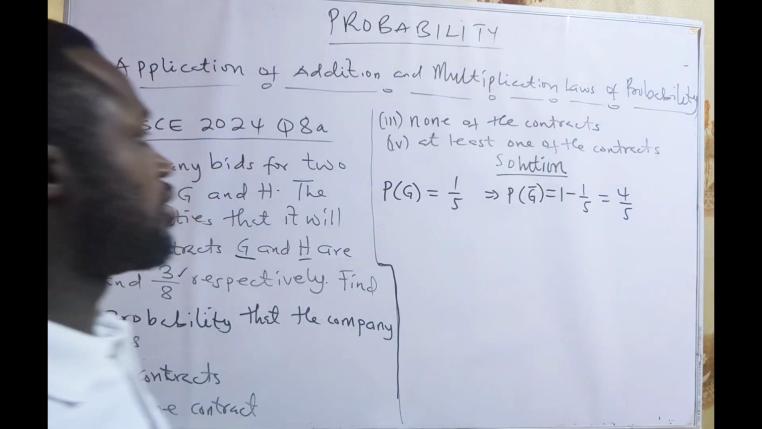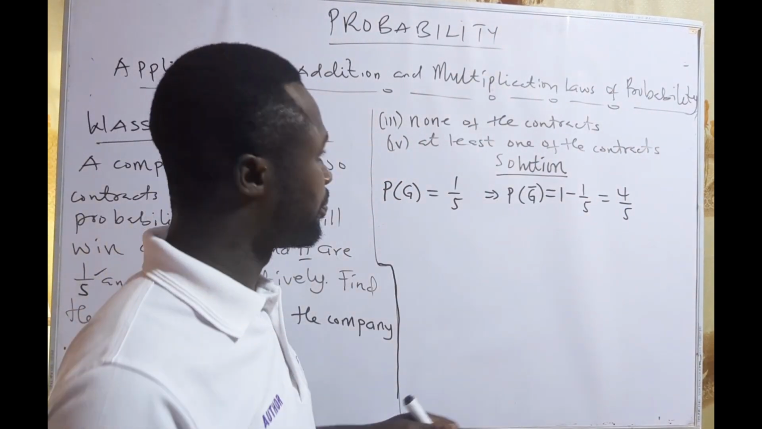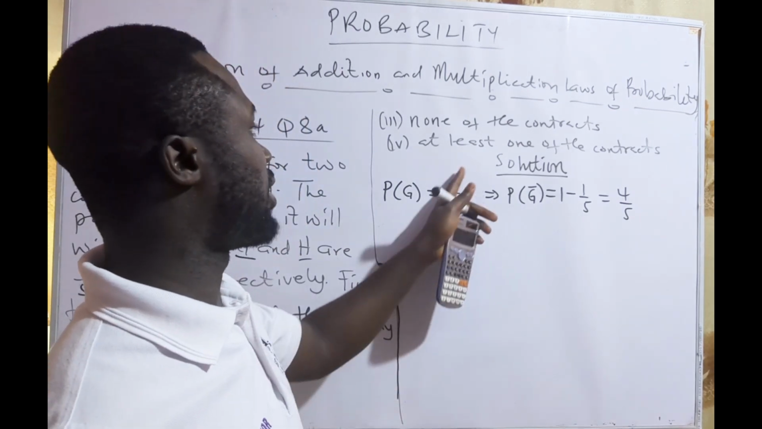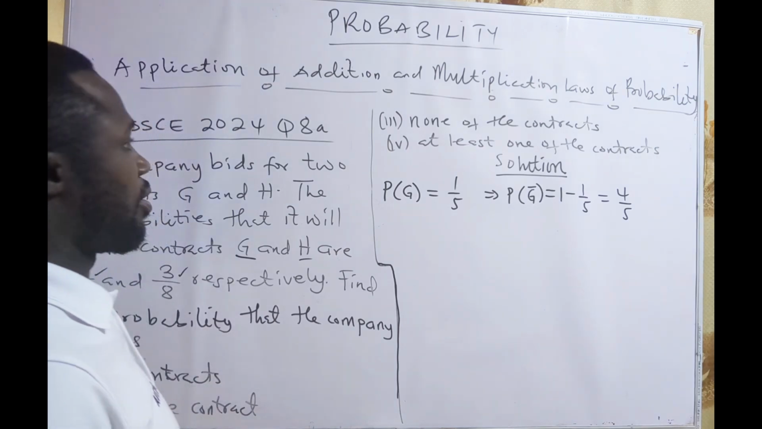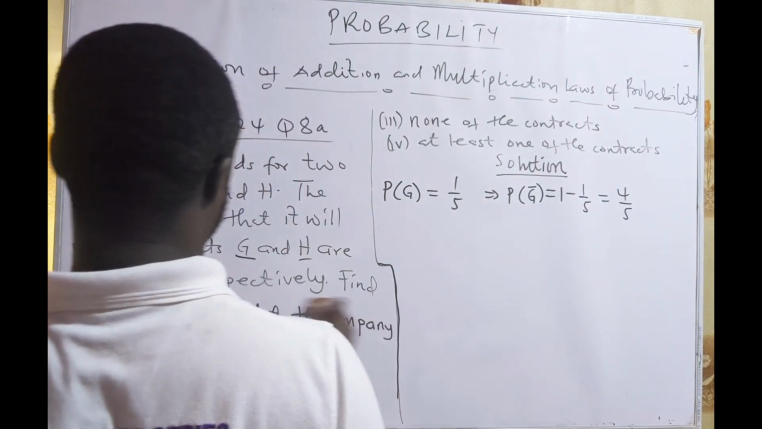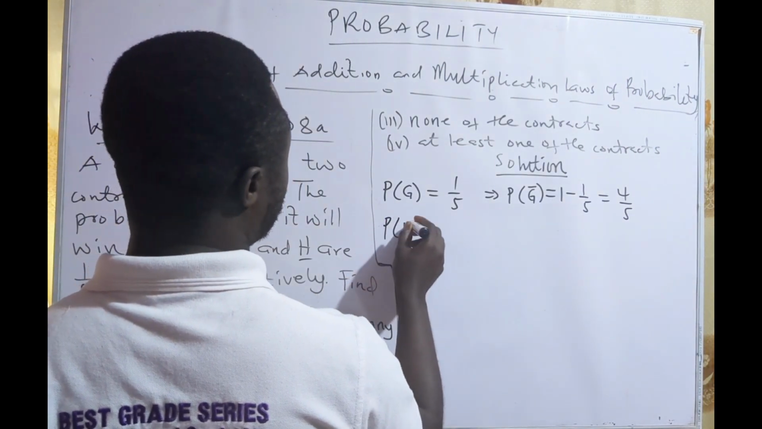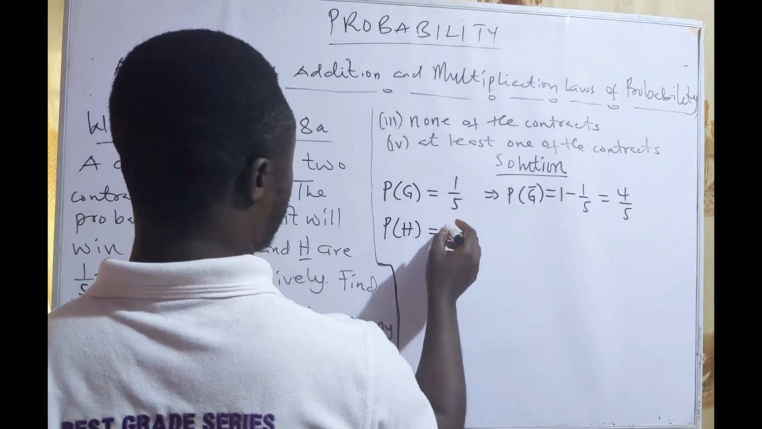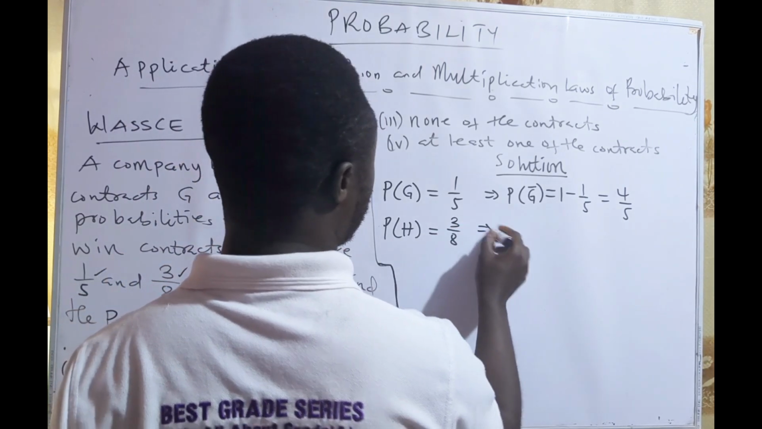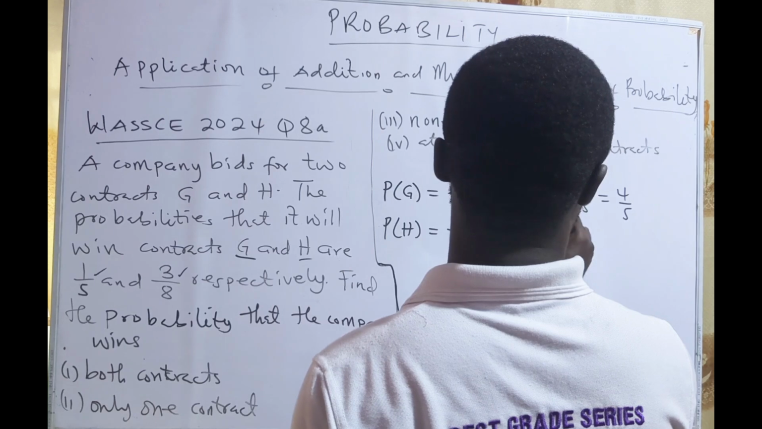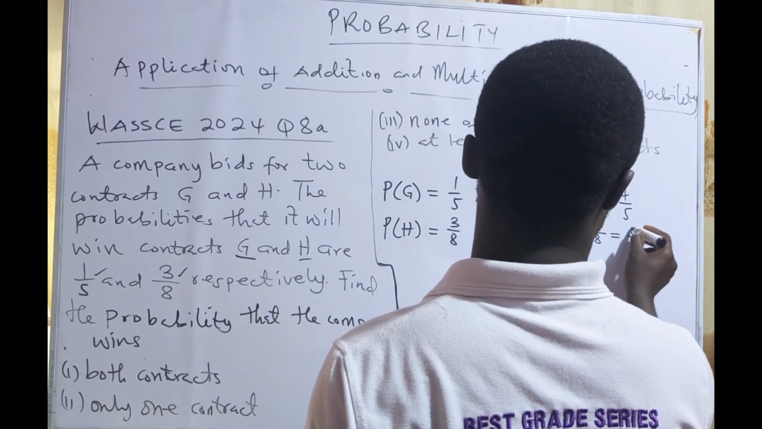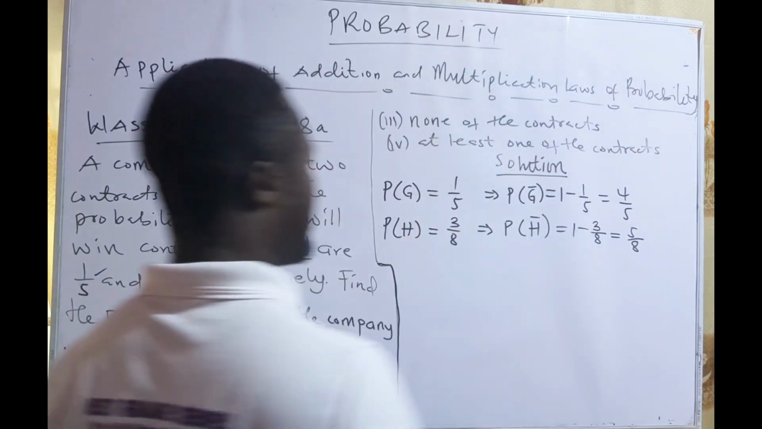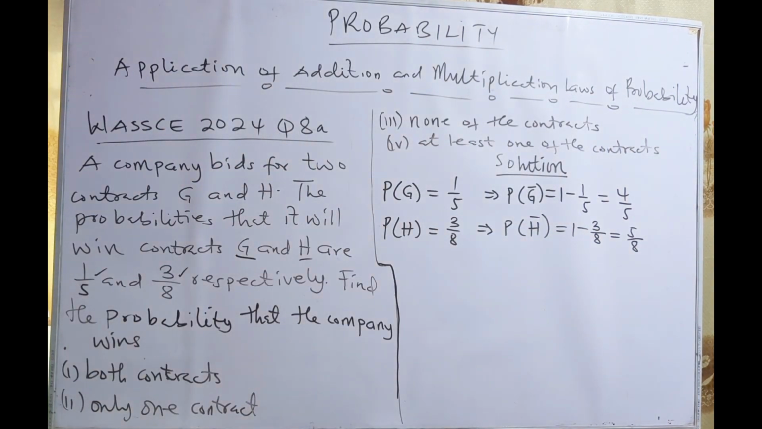You take note that the totality of probability is 1. So when you subtract 1/5 from 1, you get the probability of the company not winning the contract J. And the company winning contract H, they are giving us 3/8. So the company not winning contract H, we put a bar on top, is 1 minus 3/8, which will give us 5/8. So we have gotten all our probabilities and we can answer the question.